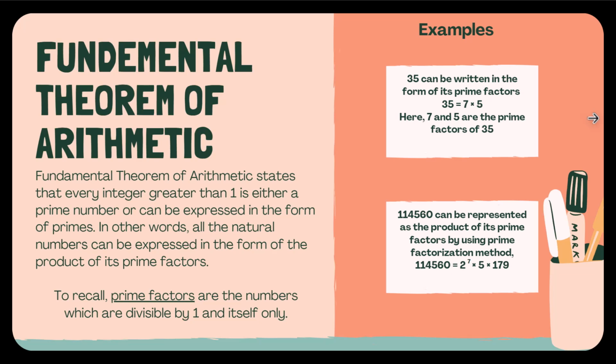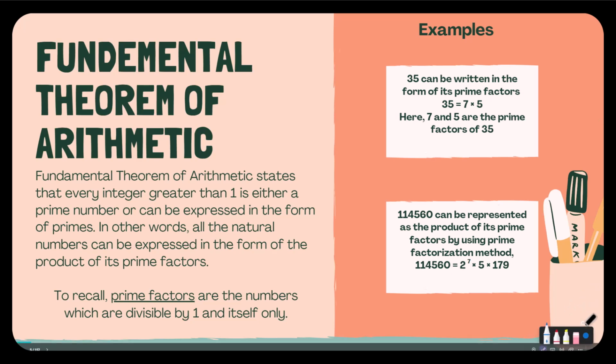We know the numbers 7 and 5 are prime numbers. Why are they prime numbers? Because, as we have discussed, 7 has only the factors 7 and 1, and 5 has only 5 and 1, right? So they're prime factors. So 35 is what? 7 into 5. Any number can be written as a product of prime numbers, okay?